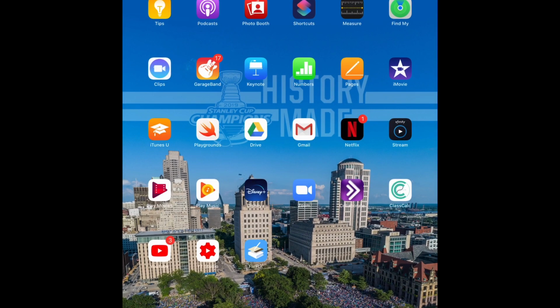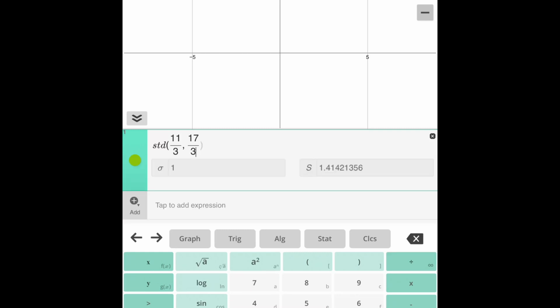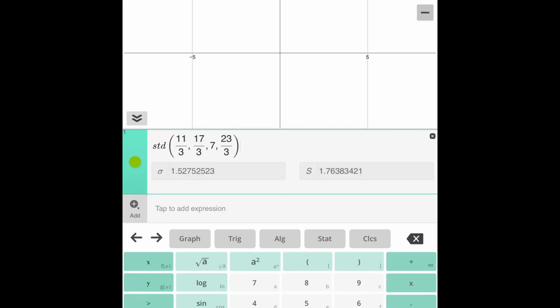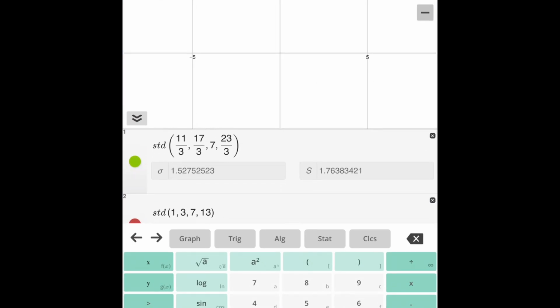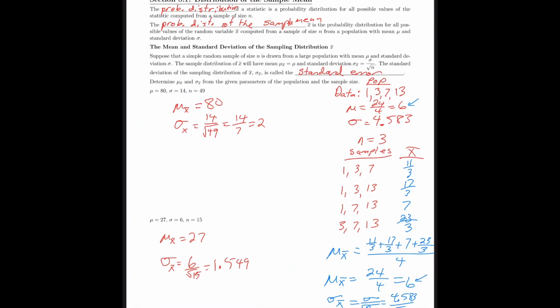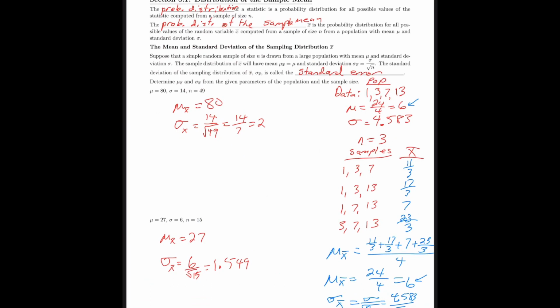So if I go back into my class calc app here, and I put in my means, they were 11 divided by 3, comma, 17 divided by 3, okay, so now notice we did not get what we would expect because I got sigma is 1.528. So sigma sub x bar was 1.528.